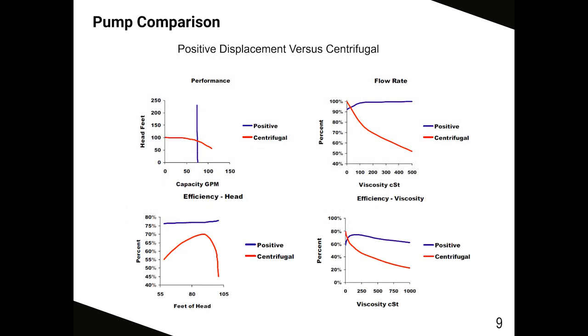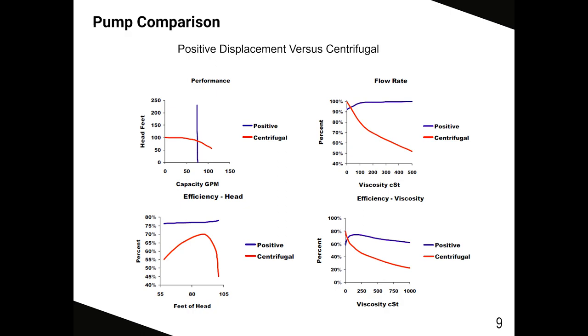This slide is a comparison of positive displacement pumps and centrifugal pumps. The performance graph shows the capacity versus head. As you can see, the positive displacement pump has a constant flow rate over a wide range of operating pressures. The centrifugal pump flow rate reduces as the head increases. The efficiency of a positive displacement pump is constant also over a wide range of operating conditions. For a centrifugal pump, you must design for the best efficiency point, which is the peak of the curve.